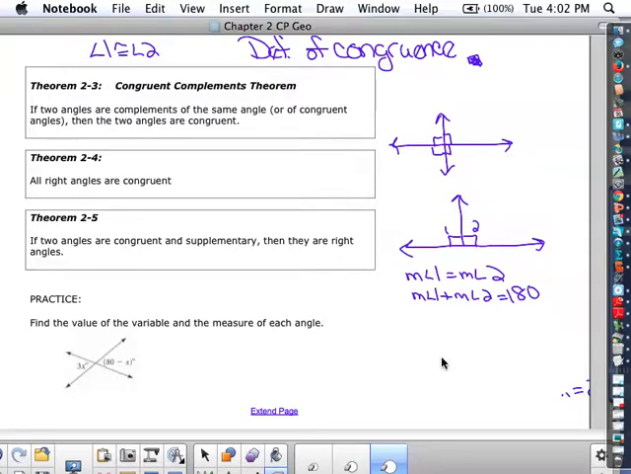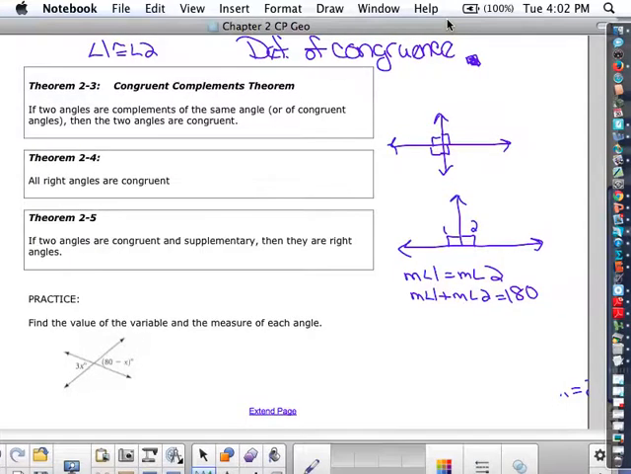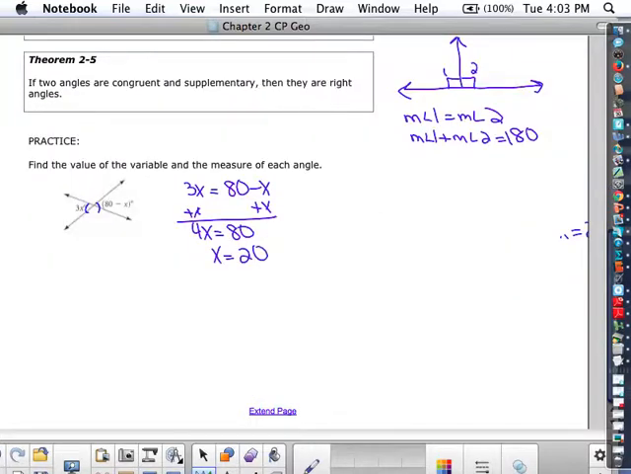Okay, so for this practice, it says find the value of the variable and the measure of each angle. So these are vertical angles. That means they are congruent. So 3x is equal to 80 minus x. Add x to both sides. So 4x is equal to 80. X is equal to 20. Therefore, this angle is 60 degrees and this angle is 60 degrees.